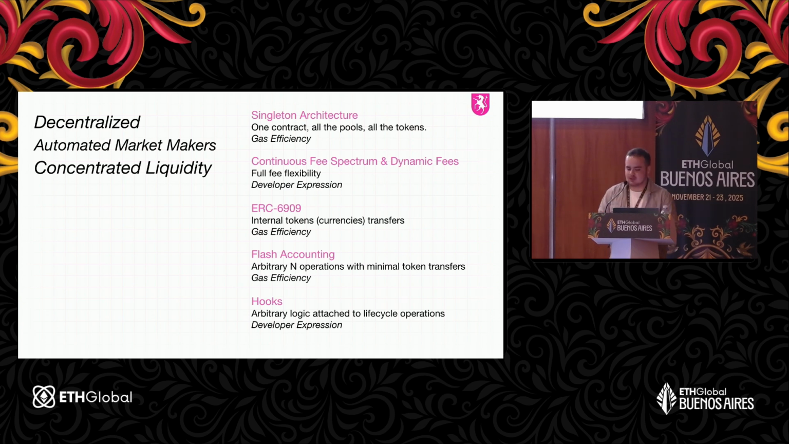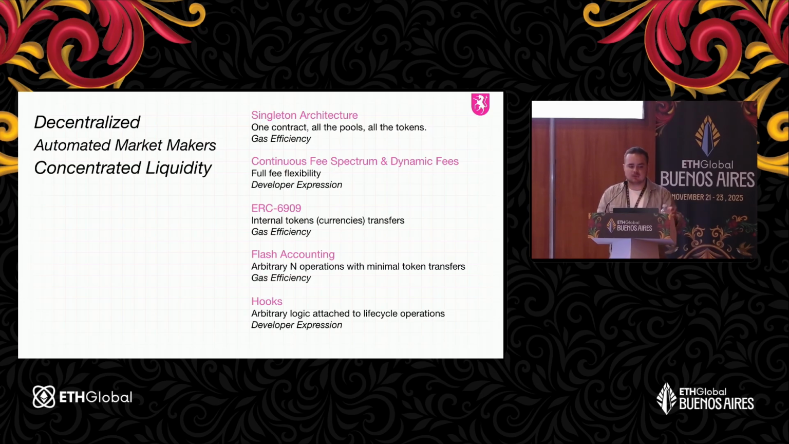So first is a singleton architecture. This means that everything happens within a single contract. In previous versions, we had one contract per pair or per pool. In this case, everything happens inside one contract. There's an unlimited fee tier set, so you can choose whatever fee tier that you want. You're not limited to the 3 or 4 options that you had before. You can choose whatever you want.